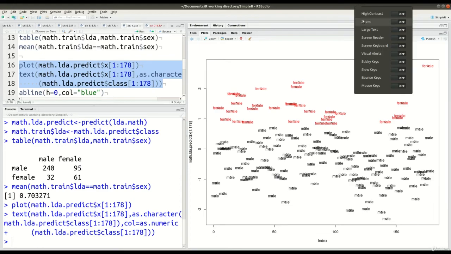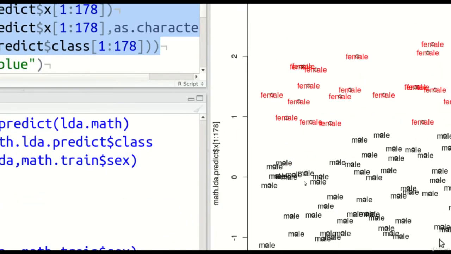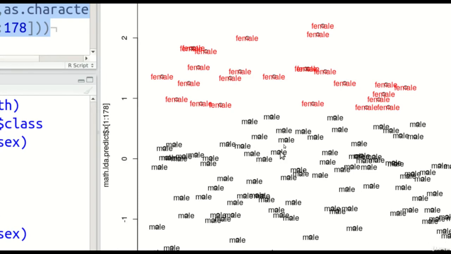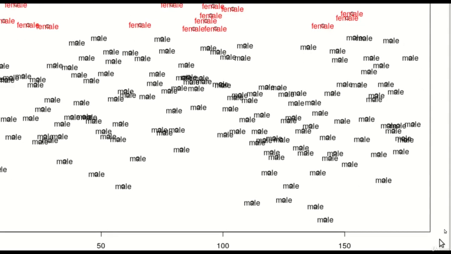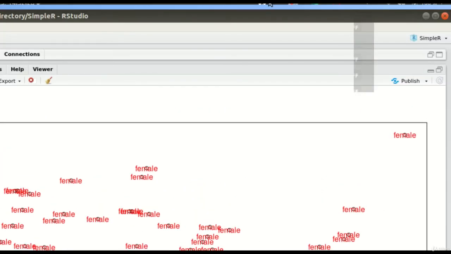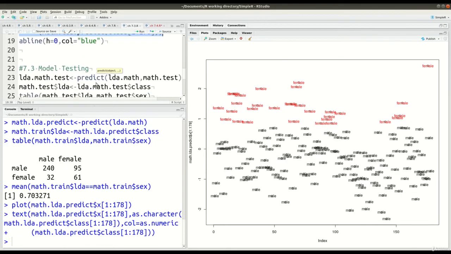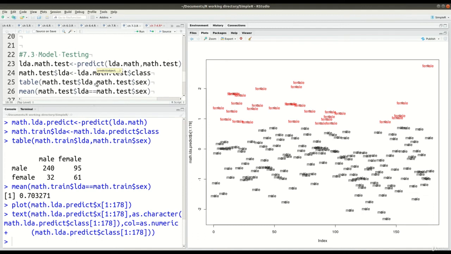Let me zoom in so you can see this a little better. You can see right here, the blacks are the males, the red is the females. And so it looks like a pretty good separation. 70%, depending on what your goal is, could be pretty good. In the social sciences, we would normally be happy with that. So that's what's happening with the visualization of this for the training set.